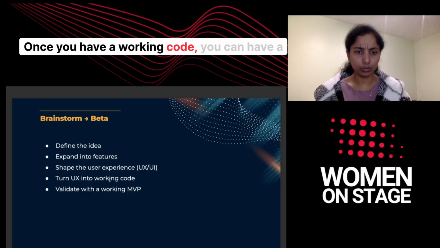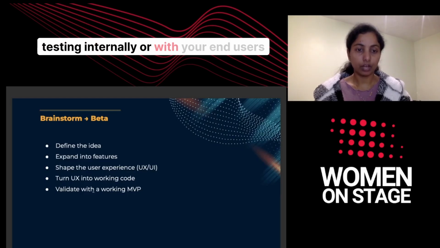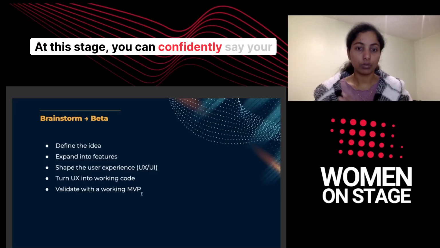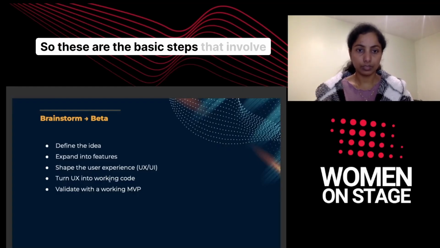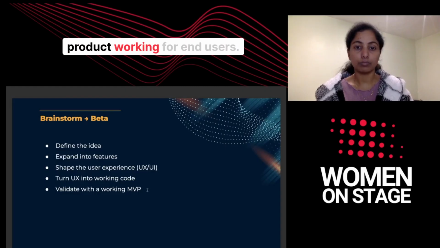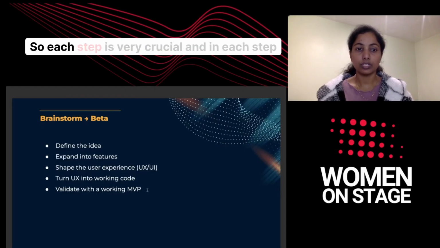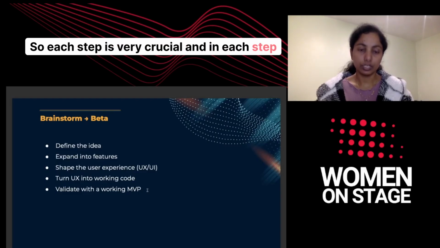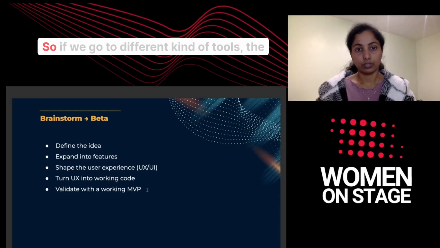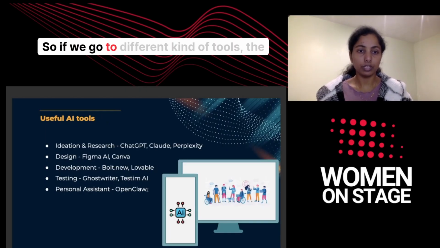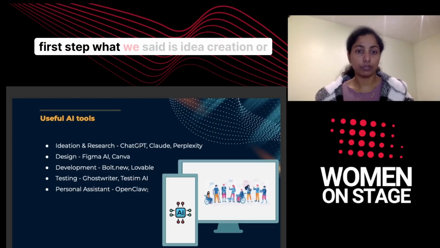Once you have a working code, you can do testing internally or with your end users itself. When you have a working MVP, at this stage you can confidently say your product is working. So these are the basic steps from the beginning of an idea to making the product work for end users. Each step is very crucial, and in each step we have different kinds of tools that can help you with this process.